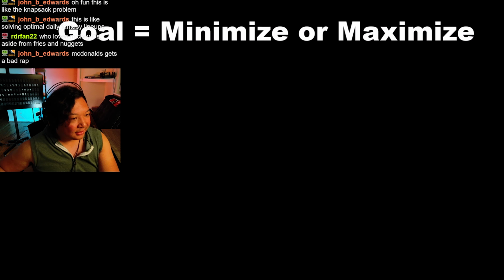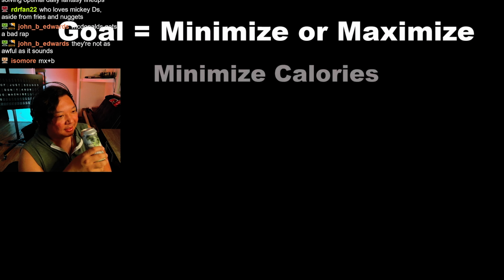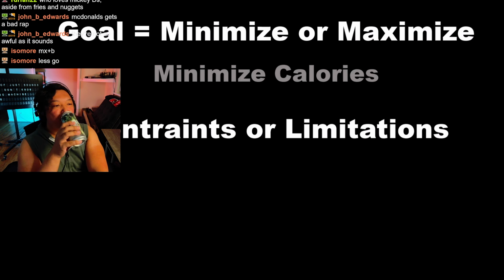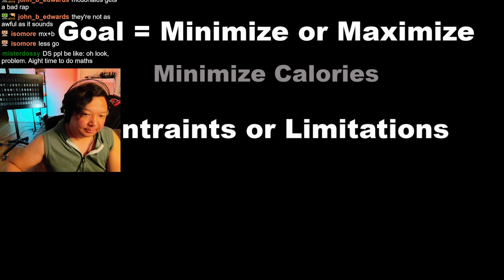By the way, also linear, which, for the data scientists in the chat, I know what you're thinking. Is this the most linear way? These linear optimizations or linear problems are usually set up like this. There's something that you're trying to minimize or maximize, whether that's, this is like a knapsack problem, minimizing calories. And there's a series of limitations or constraints, and you have to stay within those constraints.